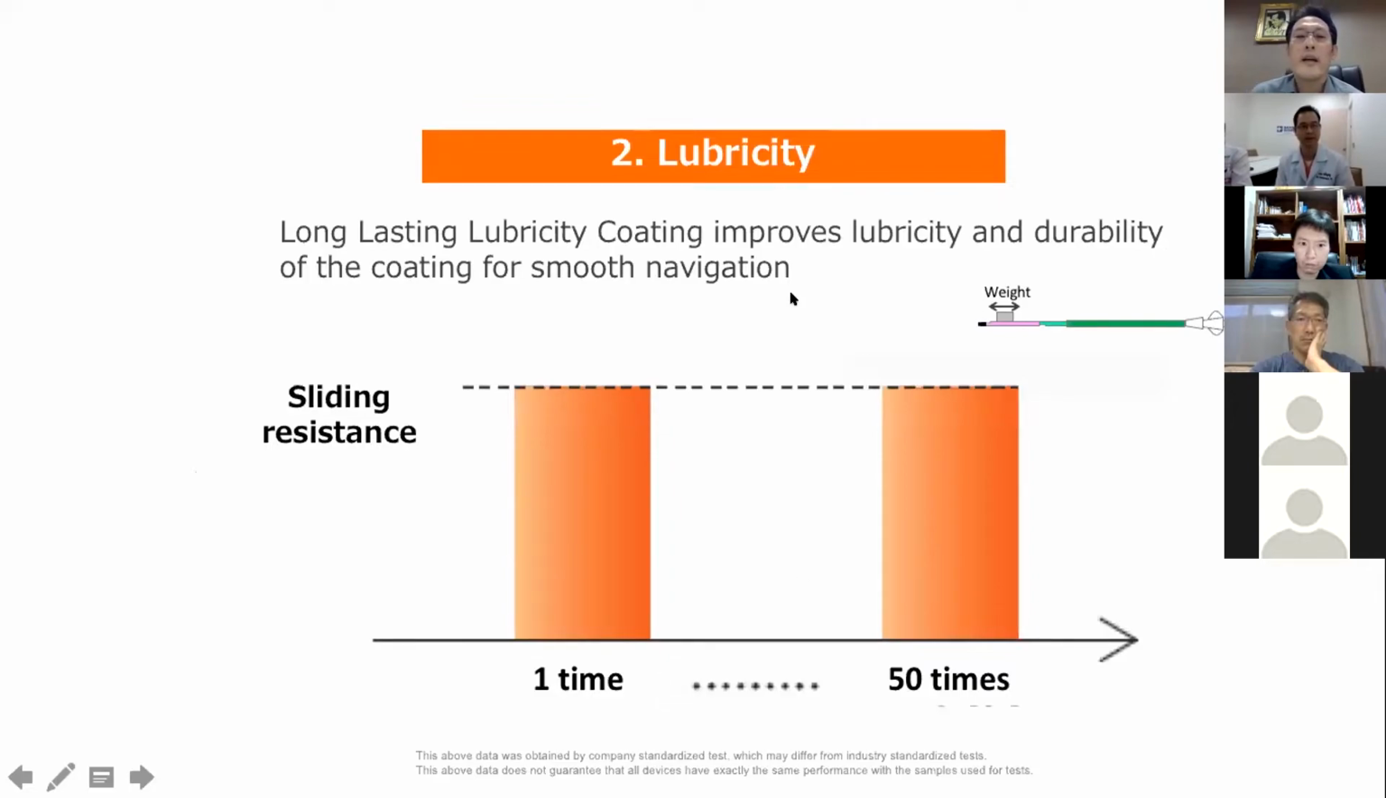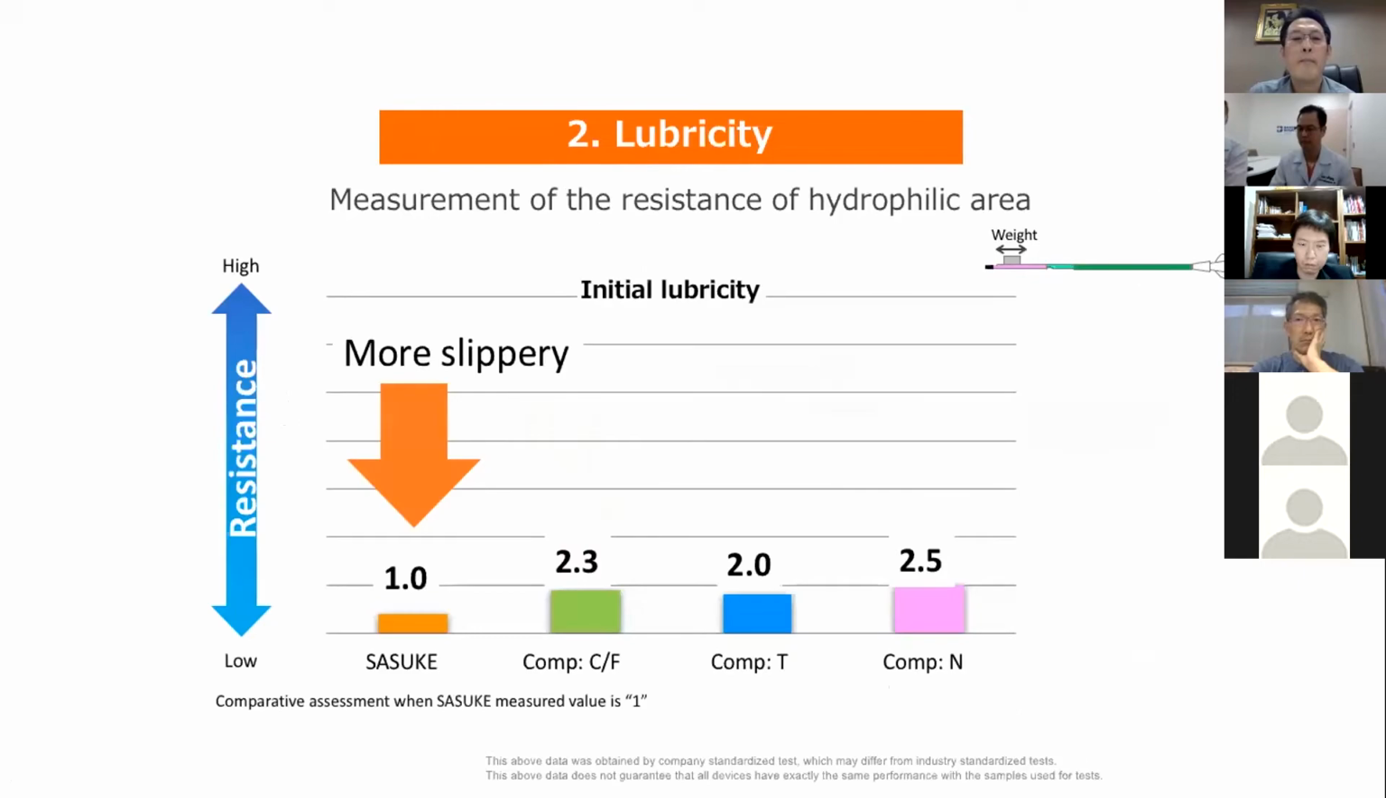The second is lubricity. Because the Sasuke has a long-lasting lubricity coating, it is quite durable against sliding resistance. You can slide it up to 50 times and it still keeps its slippery property. Compared to the competitors, the Sasuke is more slippery than the Crusade, Twin-Pass or Enhancer.